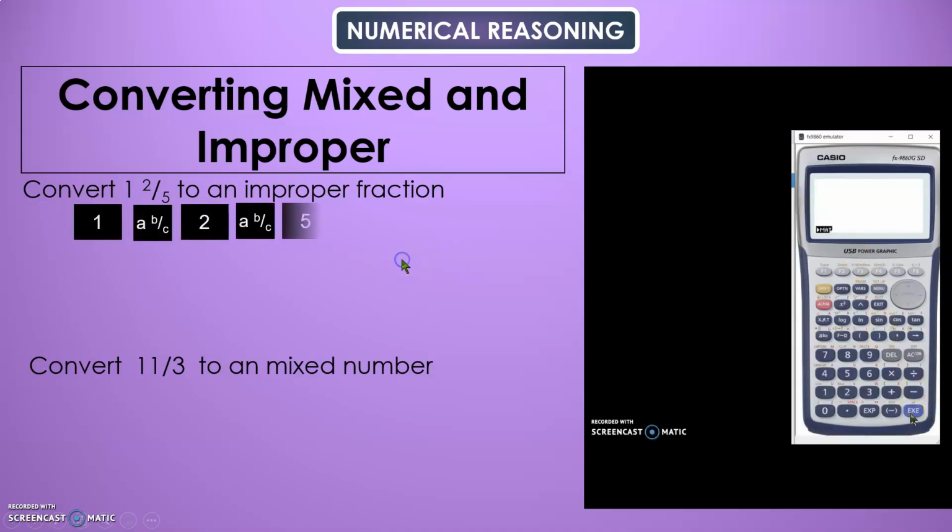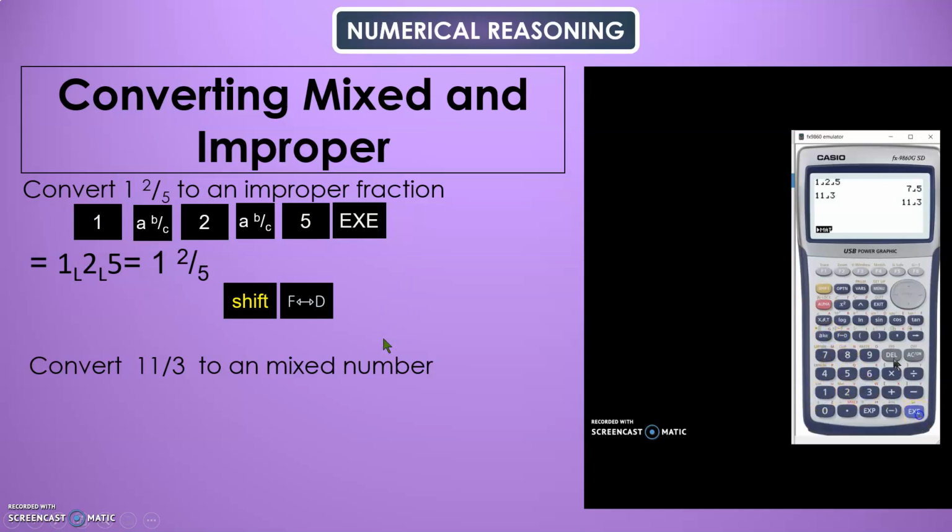So once you've done that, the buttons are pretty simple. It's 1 ABC, then 2 ABC, press execute again. 5, then execute. And you end up with an improper fraction. Now, to convert that to a mixed number, you can press Shift F to D.